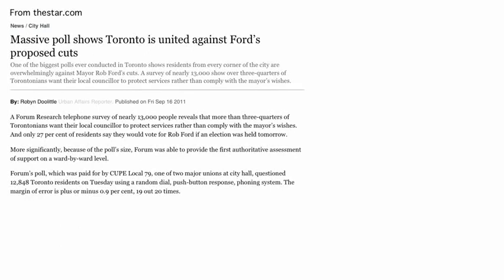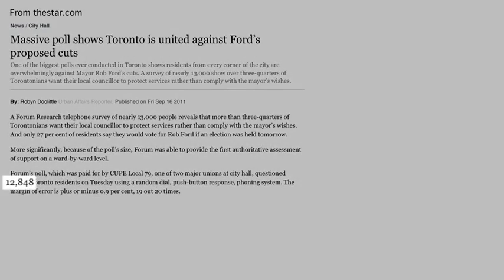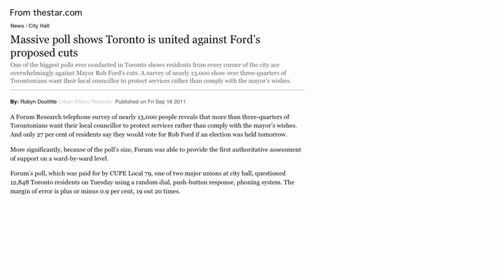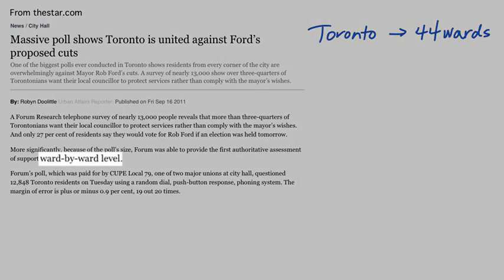As the headline says, this one was massive. They surveyed 12,848 people. Why did they include so many people in their sample? The City of Toronto is broken down into 44 wards, and the researchers wanted to be able to estimate the proportion of Ford supporters on a ward-by-ward basis.